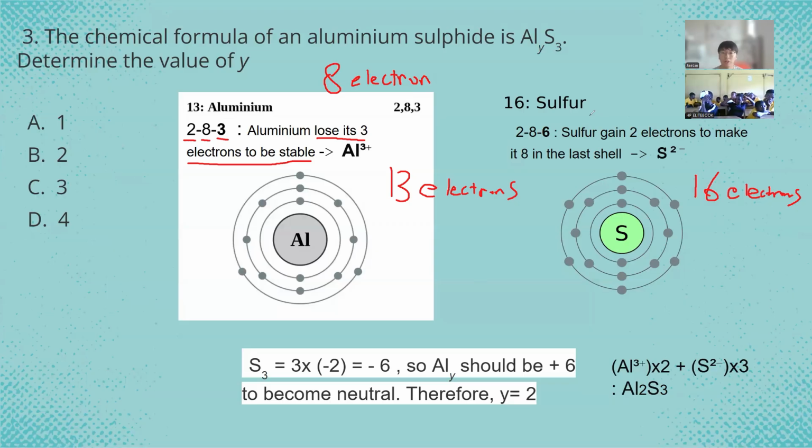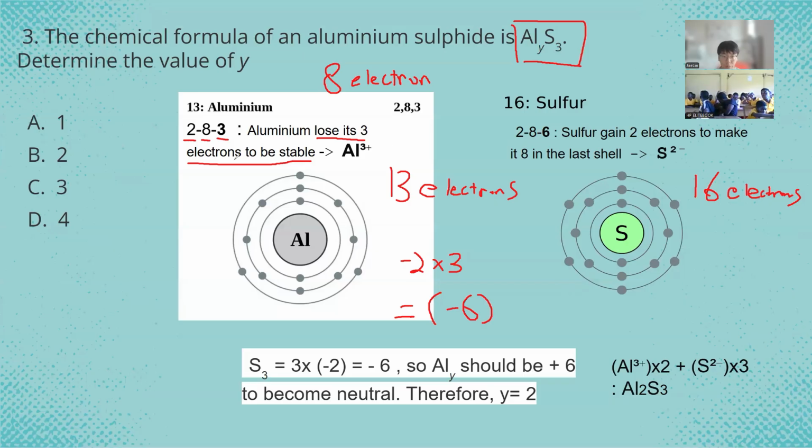So now let's go back to Al_yS_3. It requires 3 sulfide ions. That means the charge will be -6, right? Since -2 times 3 equals -6. But this compound has 0 charge. We want -6 to be 0. But how do we do that?